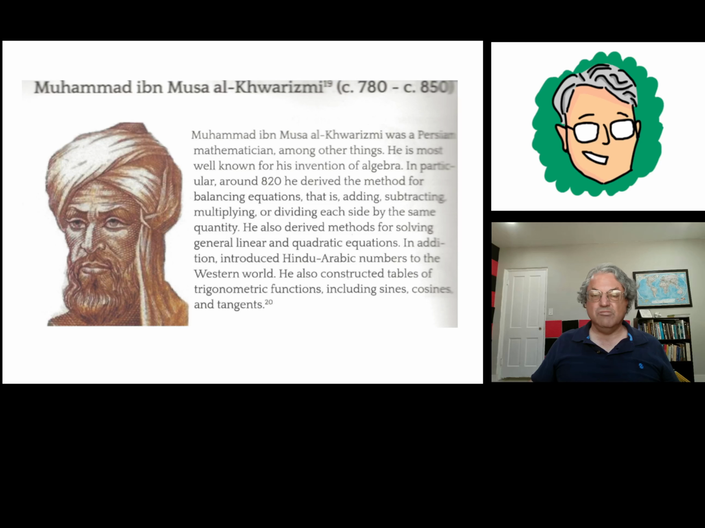And he also came up with a general method for solving general linear and quadratic equations. I think the quadratic formula was known a long time earlier. I don't know if it was forgotten in the West. It probably was. It probably needed to be rediscovered in a lot of other cultures, but that is another thing he did. He figured out a general method for solving quadratic equations, and he also worked with trigonometry. He came up with tables of the basic trig functions: sine, cosine, and tangent. So, pretty great mathematician, I'd say.